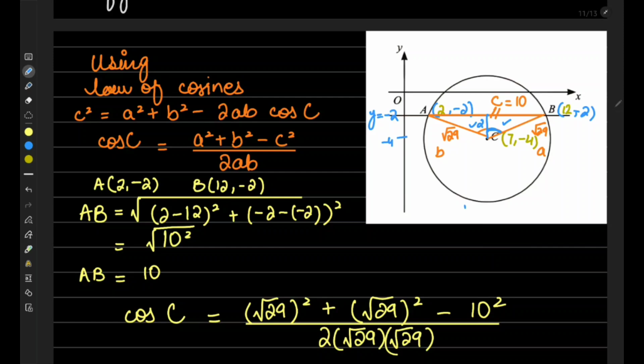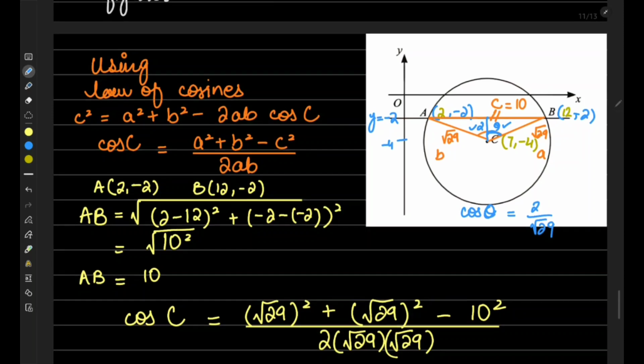cos C, cos of C will be equal to, yeah, you can use this 10 side as well, you can use this height as well. So cos C will be equal to, not cos C, but this much. Let's call it theta. So cos of theta will be equal to adjacent 2 over hypotenuse, that is root 29. So you can solve it to find this theta and then multiply it by 2 to get your required angle.